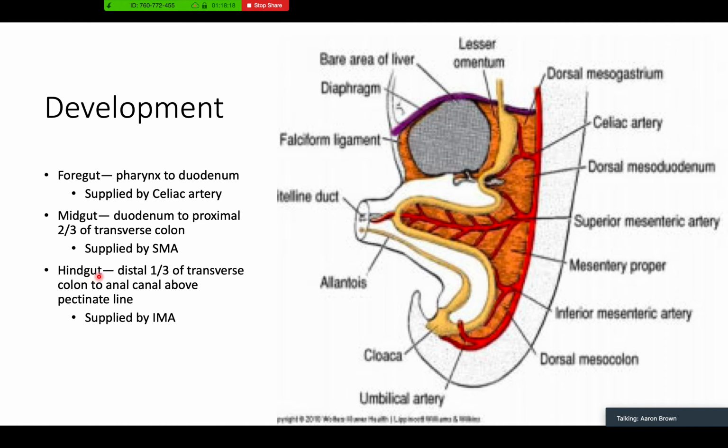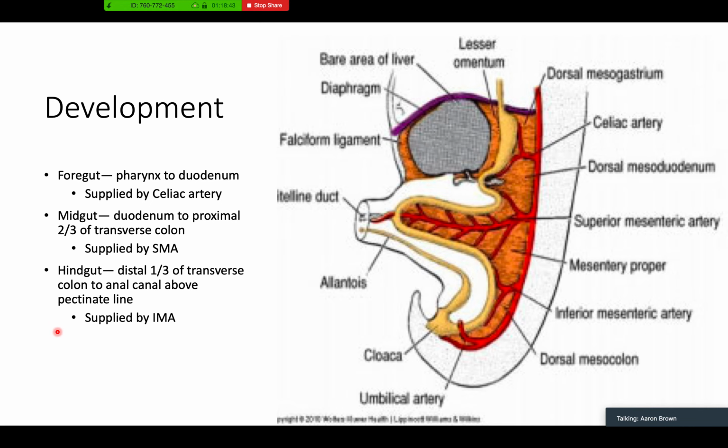Last is our hindgut, which is the last third of our transverse colon, then our descending colon, then our sigmoid colon, then our rectum, all the way into the pectinate line is all going to be supplied by the inferior mesenteric artery. Okay, and so all of this development-wise is going to help us with our anatomy in terms of knowing what is the arterial supply, as well as what is the nerve supply.